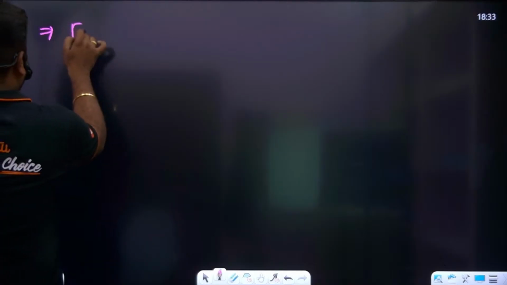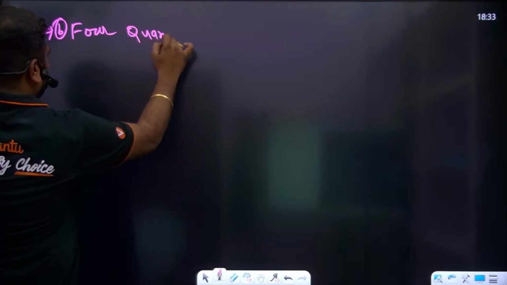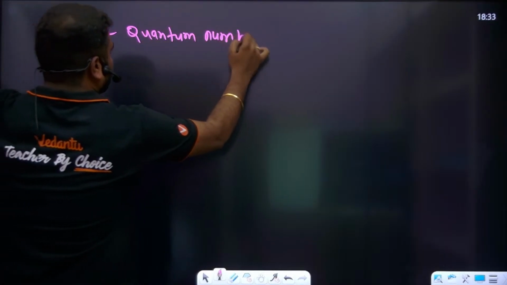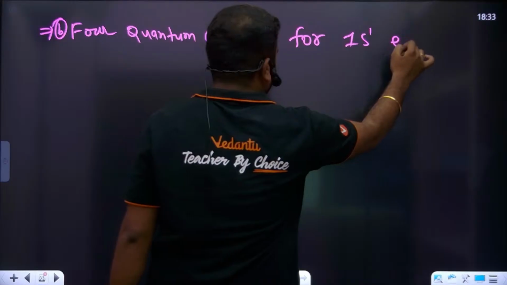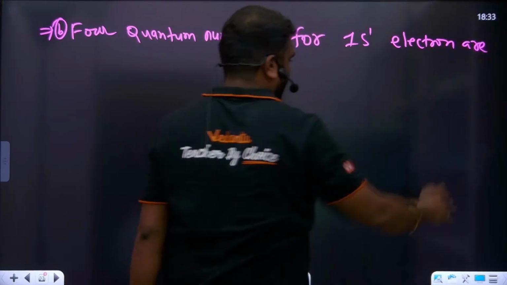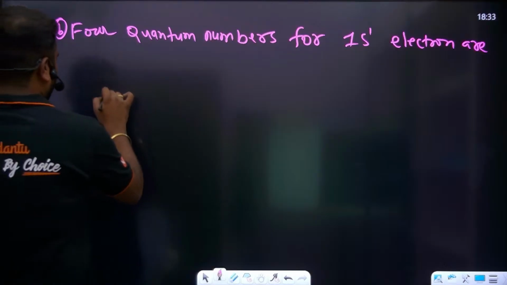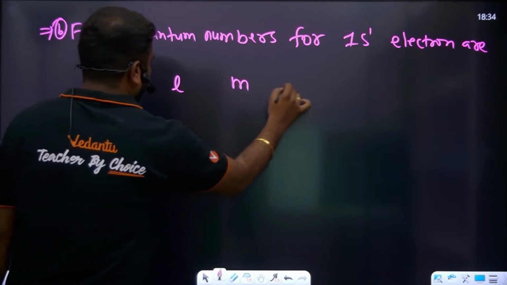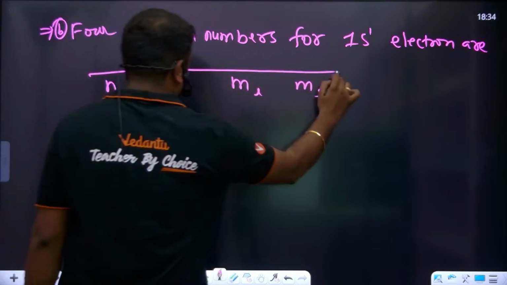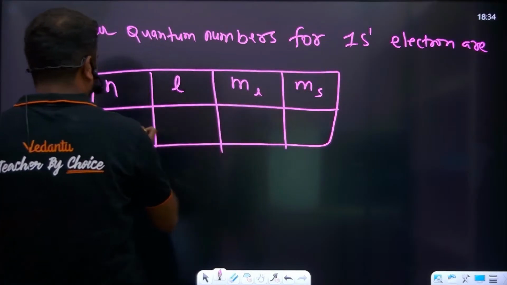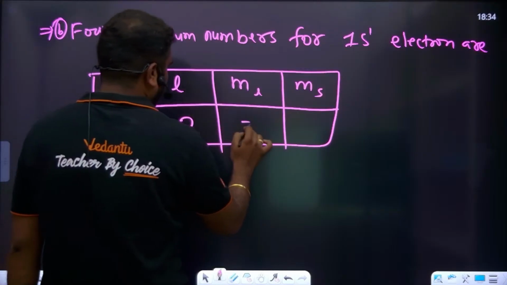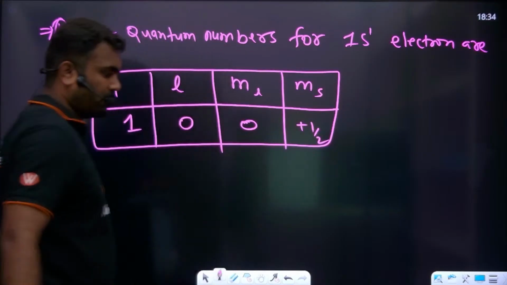Write the four quantum numbers for the 1s1 electron or orbital. Again n, l, ml and ms: n equals 1, l equals 0, ml equals 0, and ms is plus half for the s orbital. This is the answer for the question.